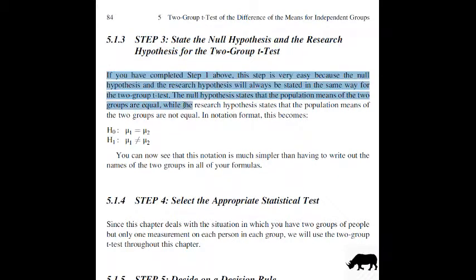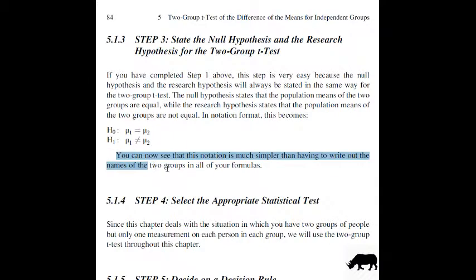If you have completed step 1 above, this step is very easy because the null hypothesis and the research hypothesis will always be stated in the same way for the two-group t-test. The null hypothesis states that the population means of the two groups are equal, while the research hypothesis states that the population means of the two groups are not equal. In notation format, this becomes the following. You can now see that this notation is much simpler than having to write out the names of the two groups in all of your formulas.